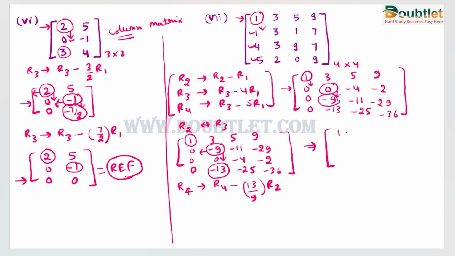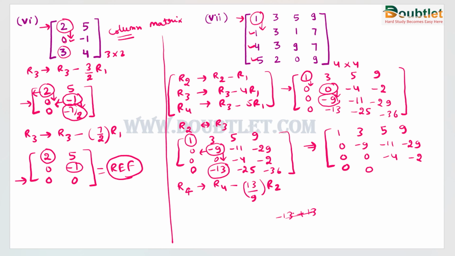So on applying this operation, all the rest of the rows will remain as it is. So this will become 0, minus 9, minus 11, minus 29. This will become 0, this will become 0, this will become minus 4, this will become minus 2. So 0, this will become 0 because minus 13, so this will become plus 13. So it will become 0.